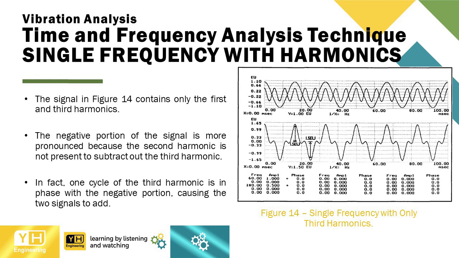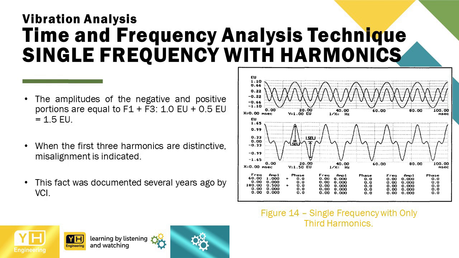The signal in Figure 14 contains only the first and third harmonics. The negative portion of the signal is more pronounced because the second harmonic is not present to subtract out the third harmonic. In fact, one cycle of the third harmonic is in phase with the negative portion, causing the two signals to add. The amplitudes of the negative and positive portions are equal to frequency 1 plus frequency 3. So, 1.0 engineering units plus 0.5 engineering units equals 1.5 engineering units.